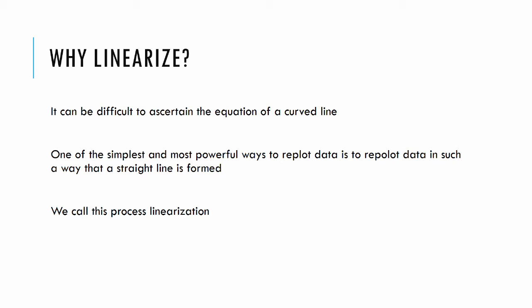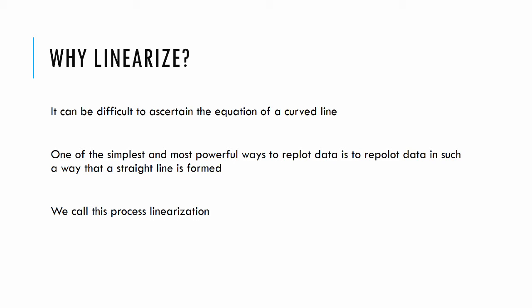Now, the first question is, why bother to linearize at all? And this is an important aspect in chemistry. If we get results from a laboratory whereby the relationship between the variables that we've studied isn't necessarily obvious, it may appear as a curved line. That doesn't necessarily mean that there's not a straightforward relationship between the variables under study, and coupled with that, it can be rather difficult to ascertain the equation of a curved line.